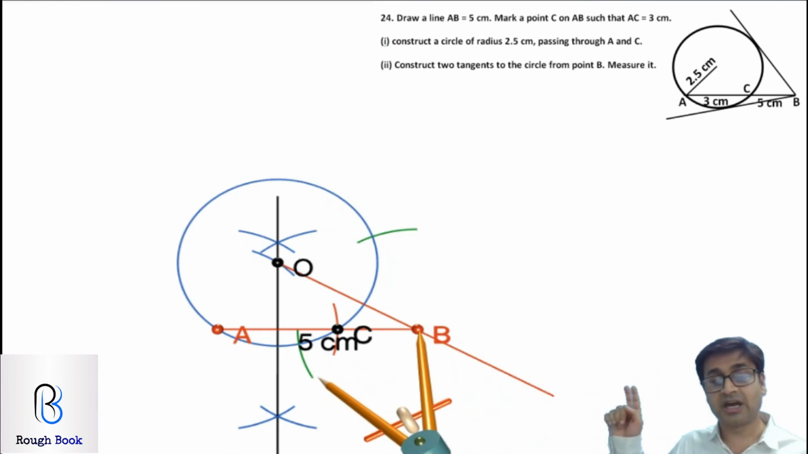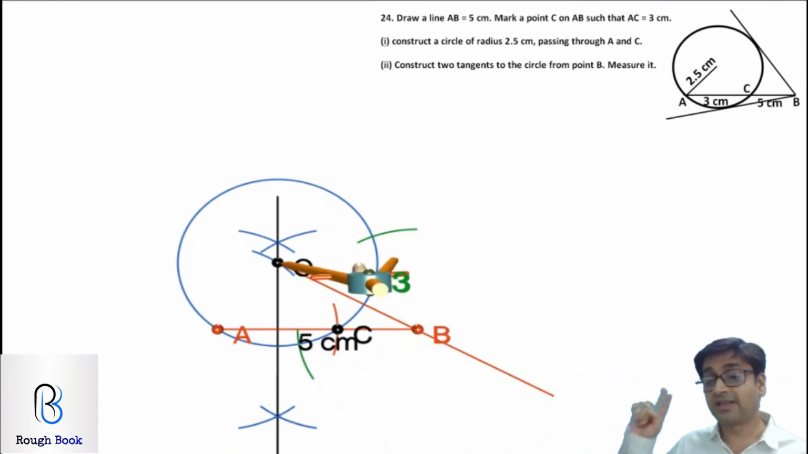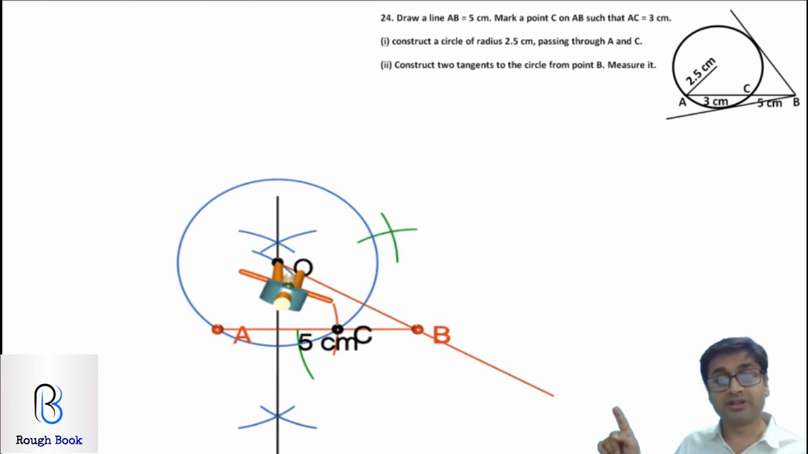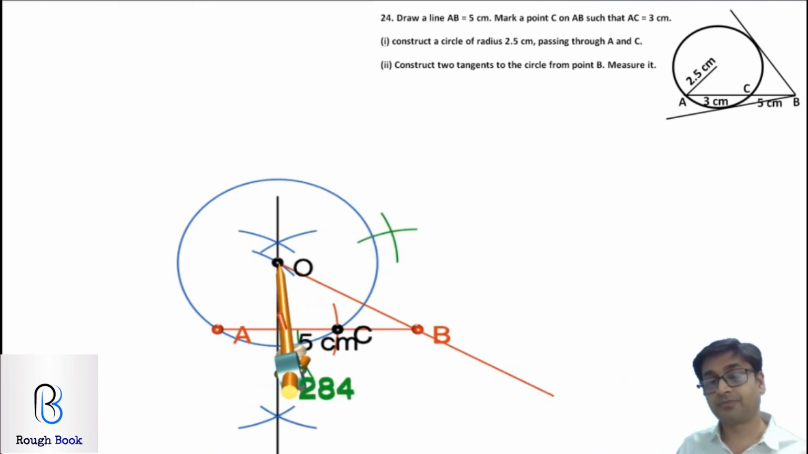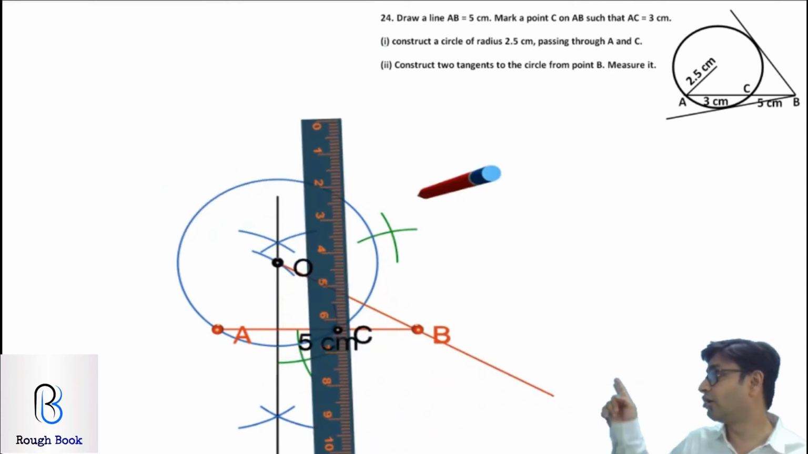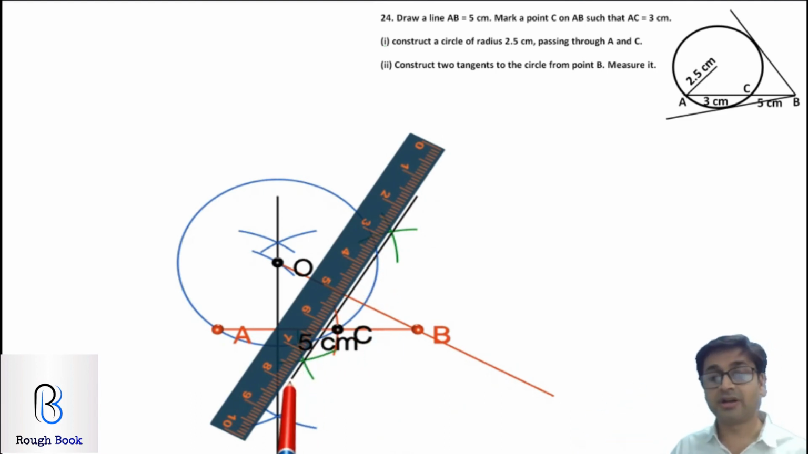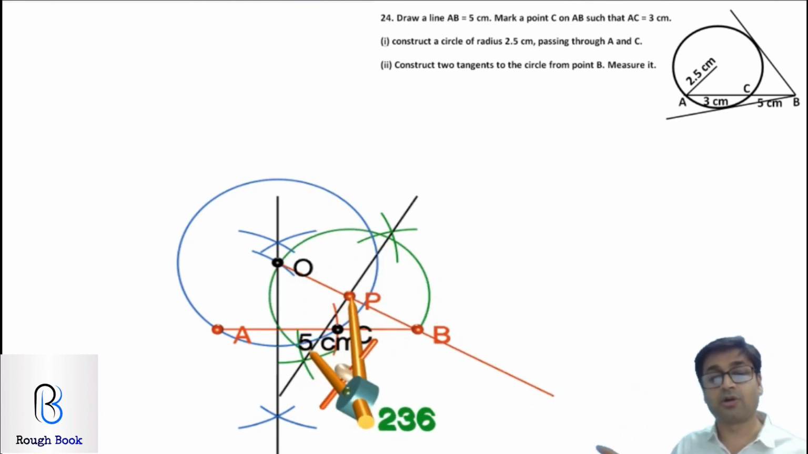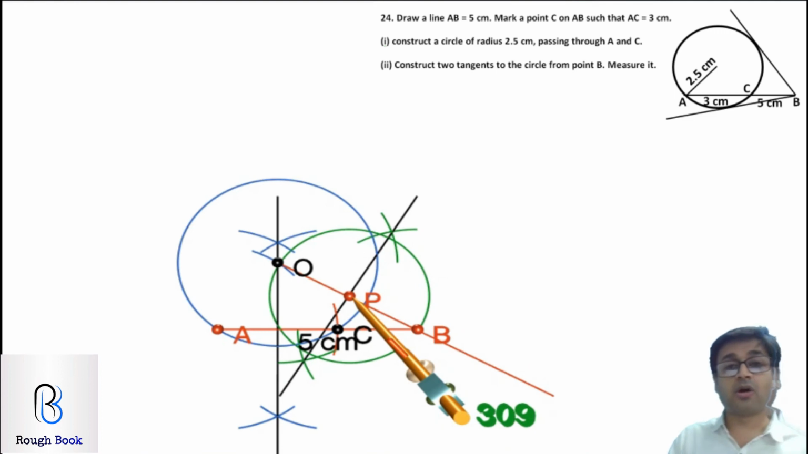So keep your compass now on point O. Same measurement, don't forget, up and down. Once you've got these two points of intersection, join them. When you join them, what you're going to get is your perpendicular bisector. Mark that point as M or something if you want for reference. Keep your compass on M, extend till O and draw your circle. Or I have marked it P, extend till B and draw your circle. So what we have now got is your circle, yet the tangents are left.